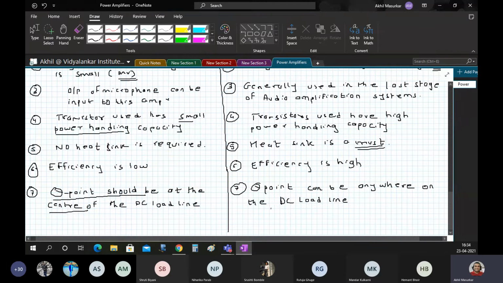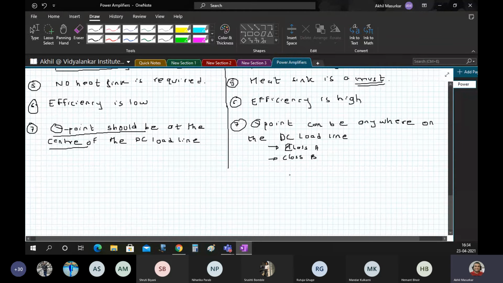And depending on where the Q point is, it gives rise to a class of power amplifiers. So we call it class A, then class B. If it is at the center, we call it class A. If it is somewhere else, we say class B. Then we have class C, and a combination of these, class AB. And then we also have class D, but it is not very important as far as this discussion is concerned. But yes, depending upon where the Q point is, it gives rise to the different classes of amplifiers.